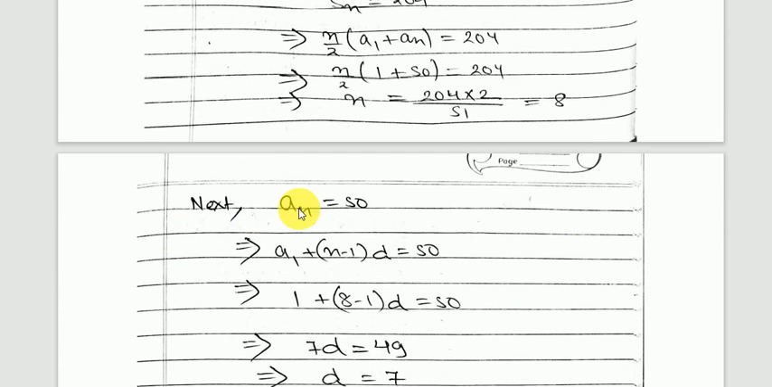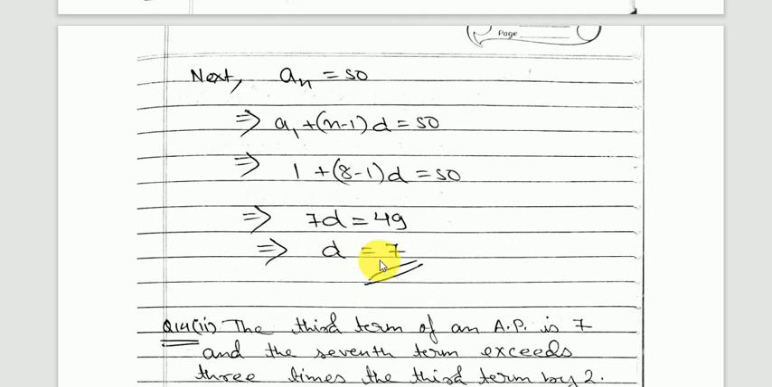Now next, an is equal to 50. So n is equal to 50, and you know n is nothing but now it is 8. So a1 plus (n minus 1) into d is equal to 50. Substitute the values. You know a1, that is 1. You know n, that is 8. Now you simplify this and you get the value of d. So d is equal to 7 over here.